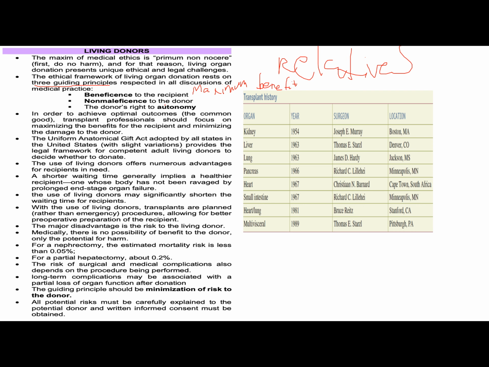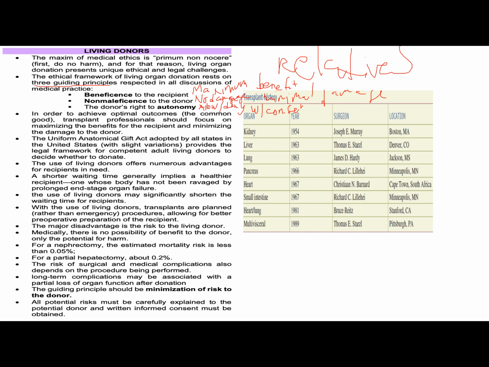The second one is non-maleficence to the donor, meaning no damage or at the most minimal damage, class, to the one who donated. And the last one is the donor's right to autonomy. When you say autonomy, class, the donor has the right to allow or to deny. Meaning, class, with consent.